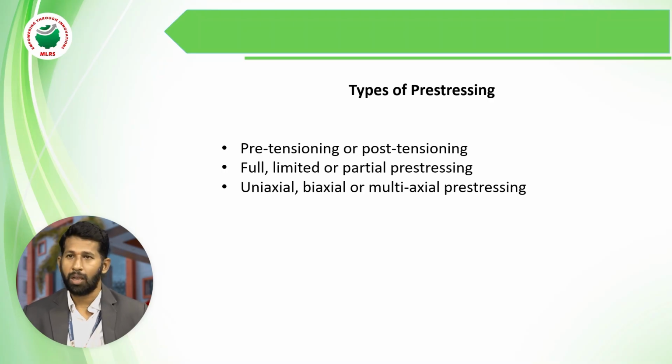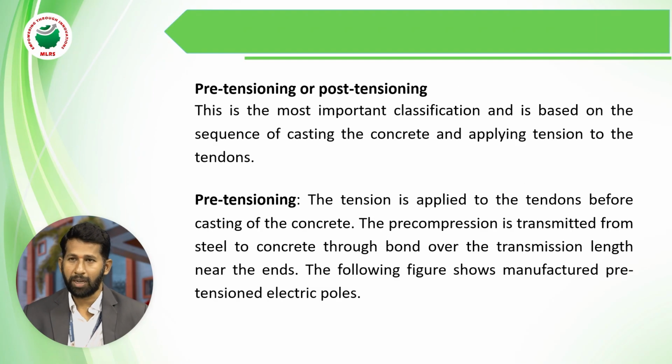Now go through the first one, pre-tensioning or post-tensioning. What is pre-tensioning and what is post-tensioning? This is the most important classification, based on the sequence of casting concrete and applying tension to the tendon. First, pre-tensioning: tension is applied to the tendon before the casting of concrete. The pre-compression is transferred from steel to concrete through bond over the transmission length near the ends.